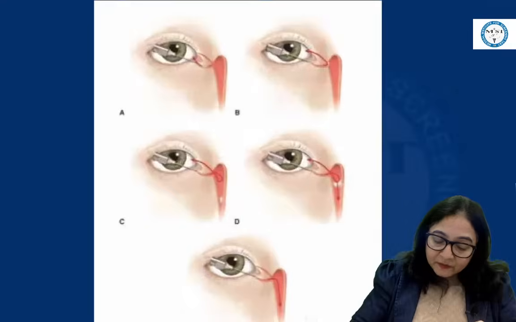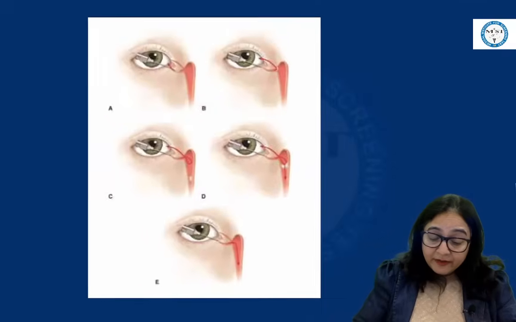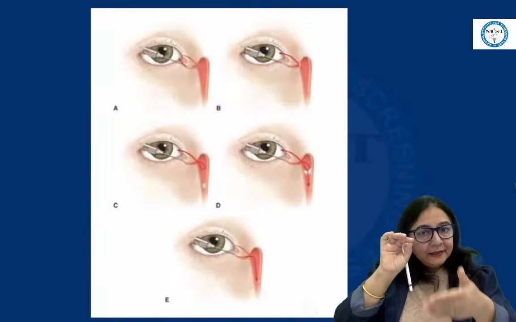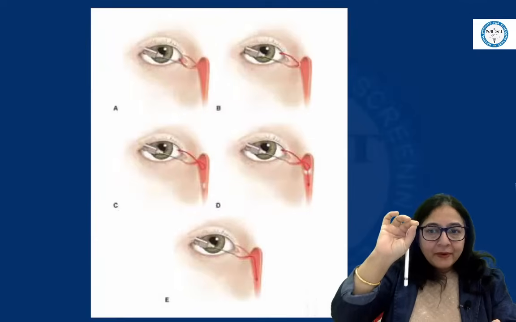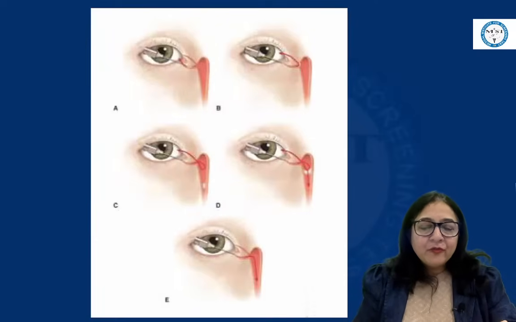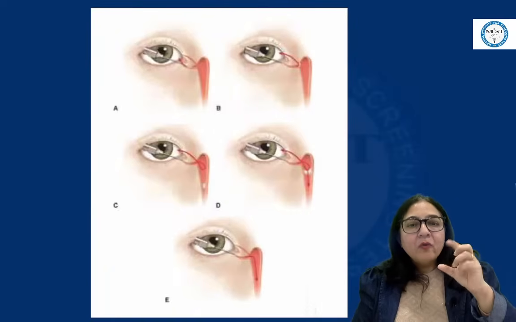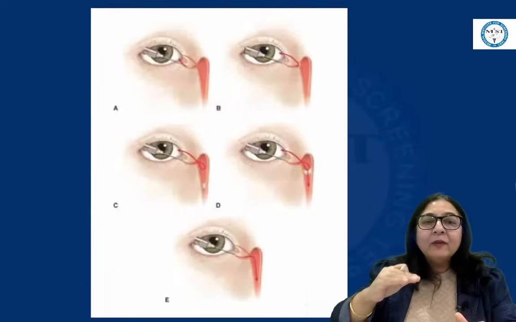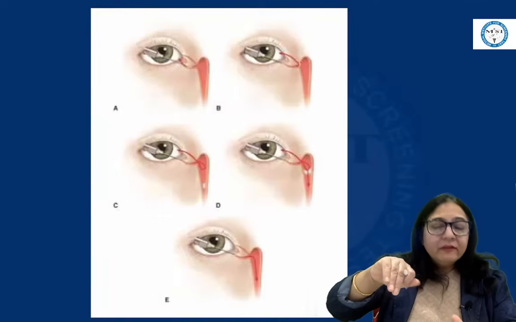So this is the interpretation of the syringing. A quick review over here. When you are putting this cannula into the punctum, you can check both the lower punctum and upper punctum. Usually we start with the lower punctum because it is easy to do from that area. This contains saline. So you try to advance your cannula from the punctum and then push the fluid there.